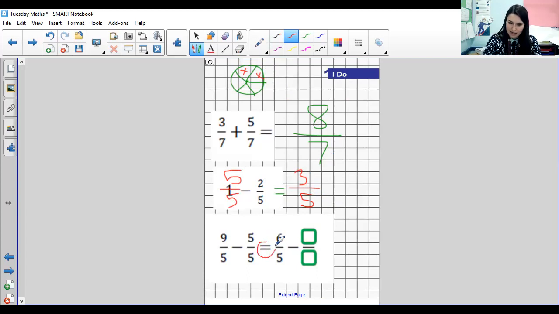This time I've got a balanced equation. This side needs to equal this side. So let's do the left-hand side first. 9/5 take away 5/5. So 9 take away 5 is 4, and the fifths do not change. So 4/5 has got to balance to this side. And I've started with 6/5 take away something. And I know I need to get balanced with 4/5. So I would just take away 2 more fifths. And now these two equations are balanced.